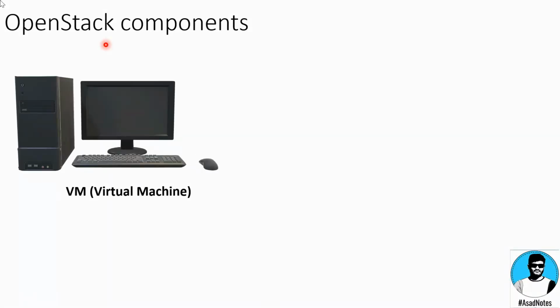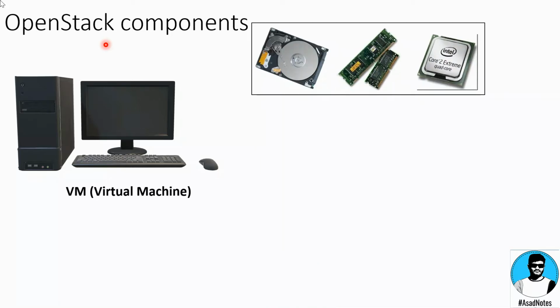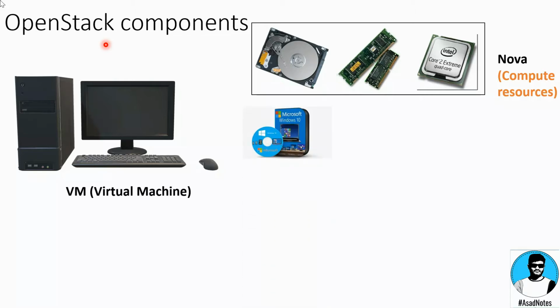The basic building block of OpenStack is a virtual machine. Now imagine what all components you need to build a machine, either physical or virtual. First and foremost, we need the hardware, which is CPU, RAM, and disk. In OpenStack, these are called compute resources, or the Nova component. After that, we need an image, basically the operating system, and that is called Glance.